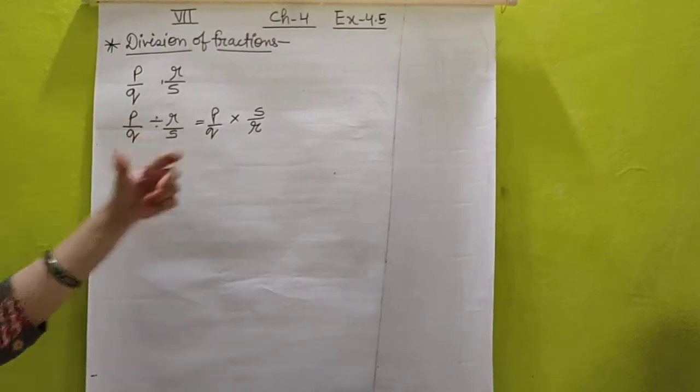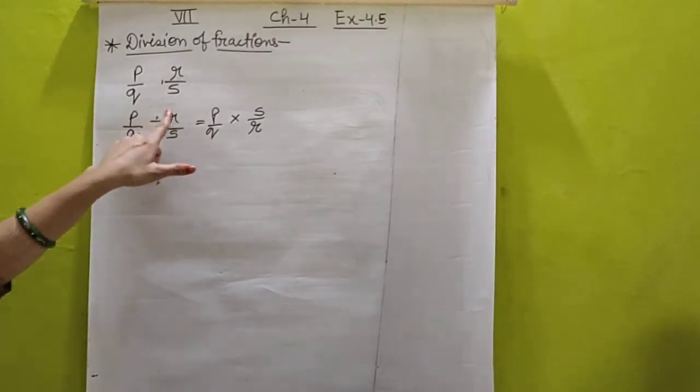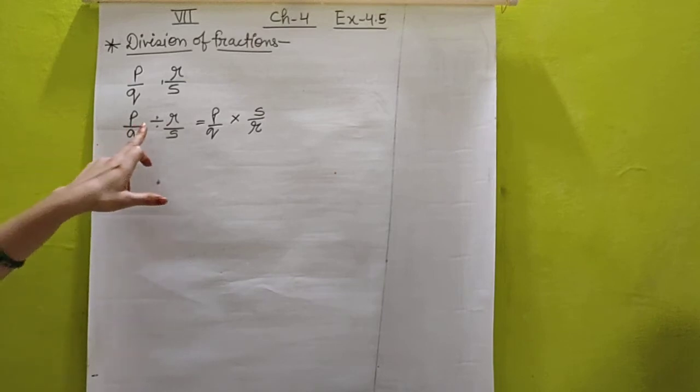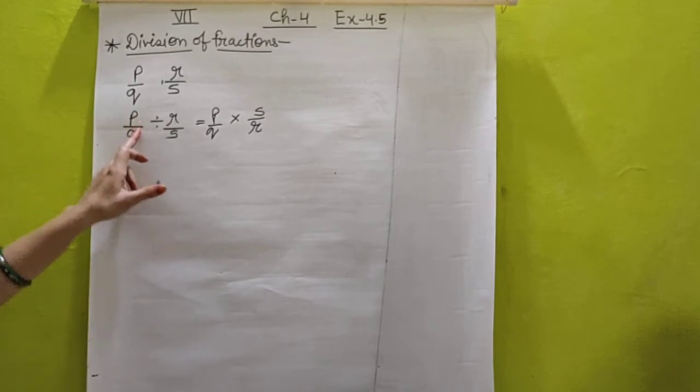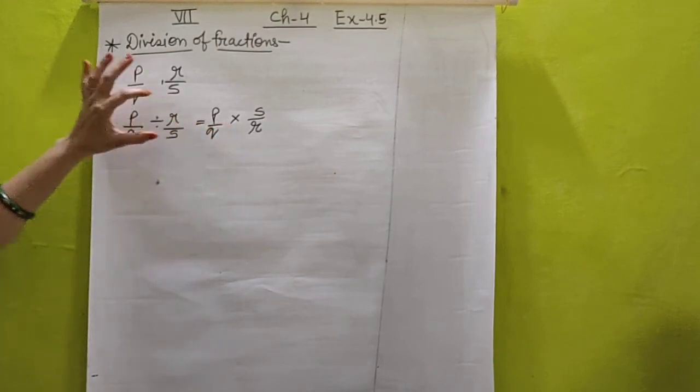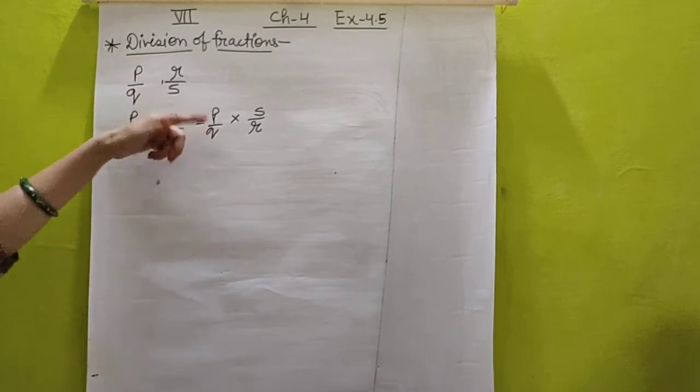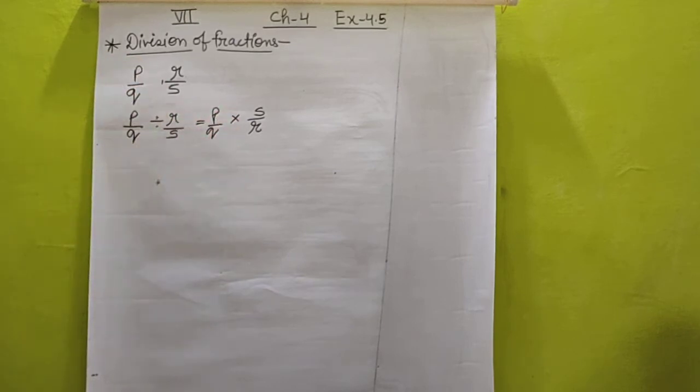Again students, I am explaining. P upon Q we are dividing by R upon S. Then in place of division we will write a multiplication sign, and we will take the reciprocal of R upon S, which is S upon R. This method students we will use for solving questions in exercise 4.5.